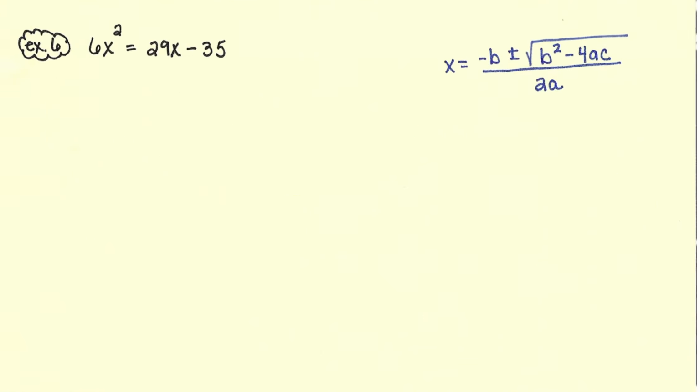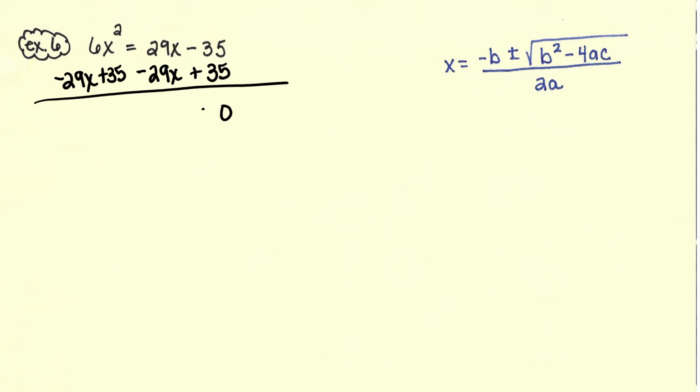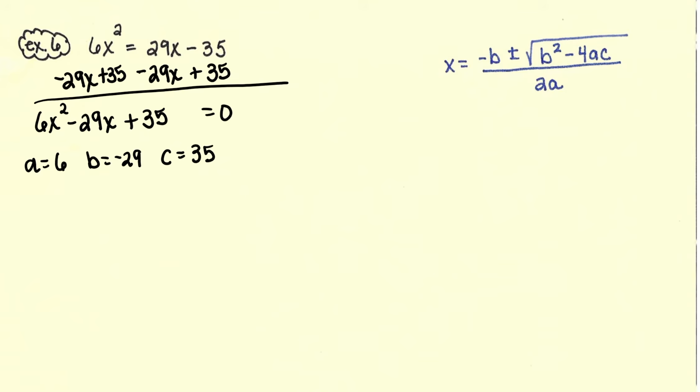Let's take a look at example 6. Again, we're not set equal to 0, so that's the first thing. So subtract 29x, subtract 29x, add 35, add 35. So I have it set equal to 0, written in the correct order: 6x squared minus 29x plus 35. If you'd like, pause the video and try this and then come back and check. Your A value is 6, your B value is negative 29, and your C value is 35.